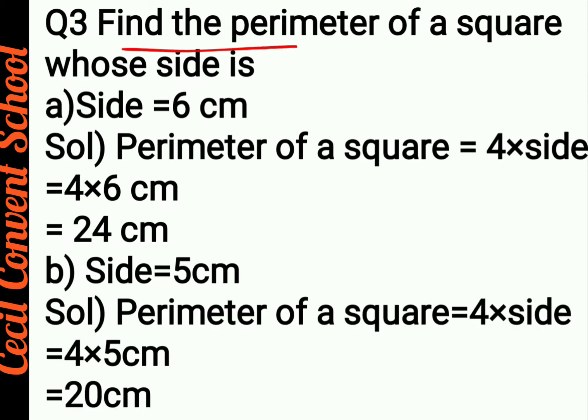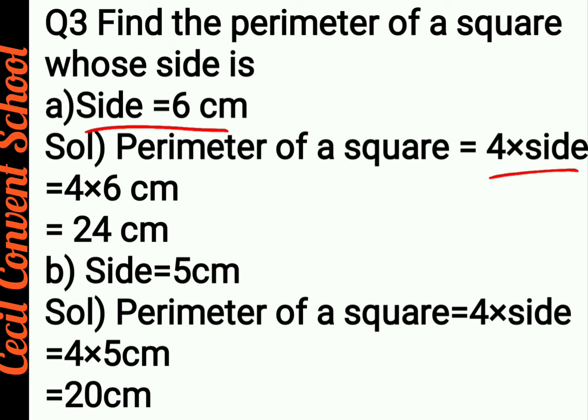Question number 3 is find the perimeter of a square. You have to find the perimeter of square. Square, how many sides are there? 4. So the formula will be, and all are equal, so use 4 into side. So firstly the side is given 6 centimeter. So you write the formula: perimeter of a square is equal to 4 into side.